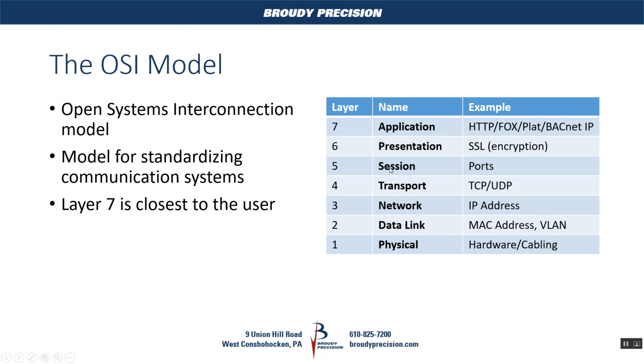Fifth layer is the session layer, and that's where ports live. Sixth layer is presentation, and that's where SSL and encryption happens. And the seventh layer is the application layer, and that's where your physical applications live, and that's the layer that's the closest to the end user. So things like HTTP, Fox, your platform, and BACnet IP all live at application layer 7.